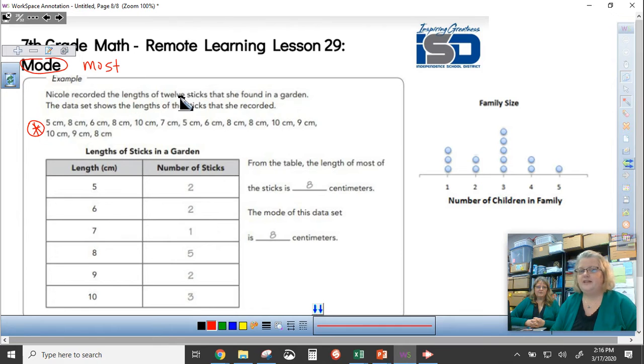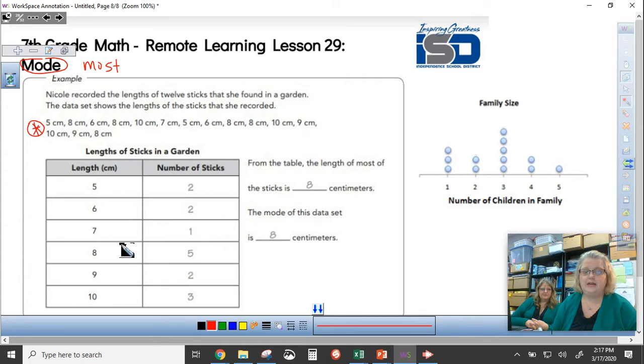They're showing us the lengths of 12 different sticks that she found in her garden. She is all about, in her self-quarantining time, trying to use what she has around her to increase her math skills. So she measured the sticks around her, and here's what she has. And what we notice is when we look to see which measurement happened the most, she made herself a chart here, the length of the stick and how many times that happened.